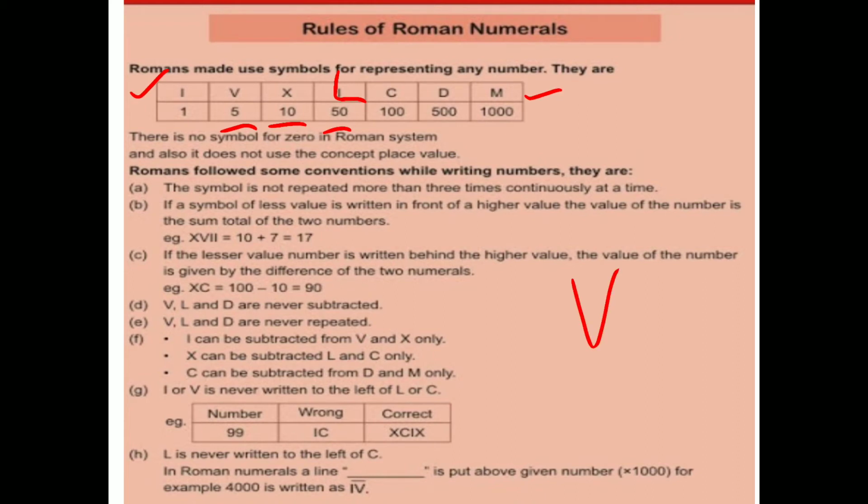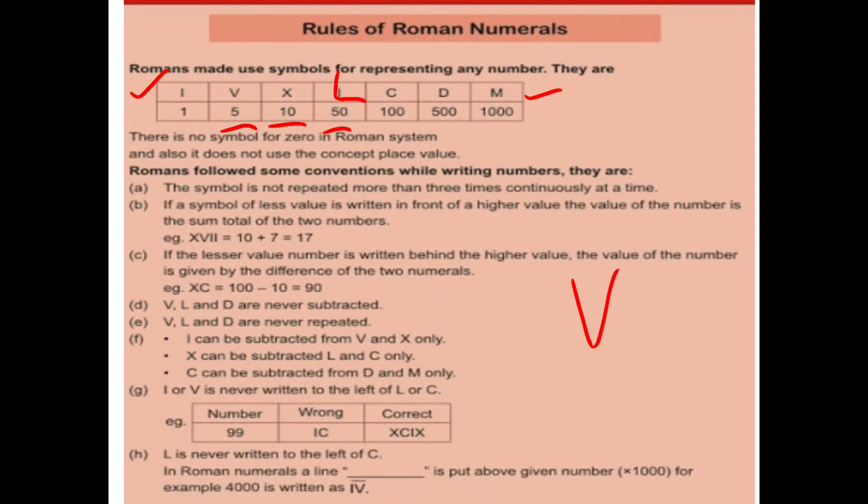See, from V, V is for 5. If I want to subtract 1 from it, meaning for writing the symbol of 4, I have to subtract 1 from 5. So when I subtract, I write I on the left hand side. If I want to add, then I write I on the right hand side. So it becomes 4 and it becomes 6. Clear? So if the symbol has less value, it should be written in front of the higher value. Then the value of the number is the total of the two numbers.